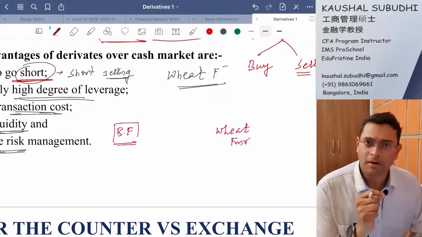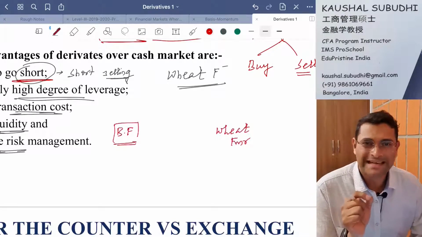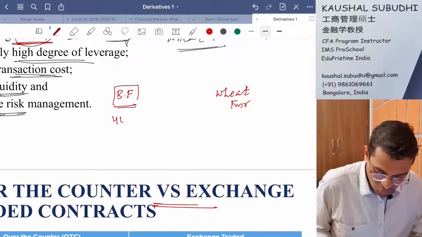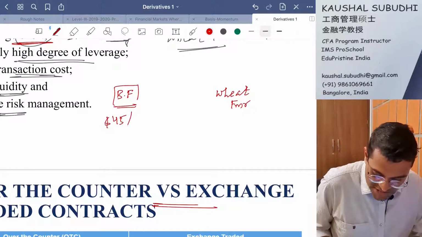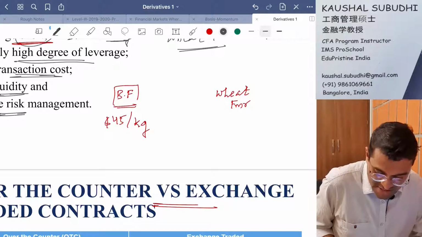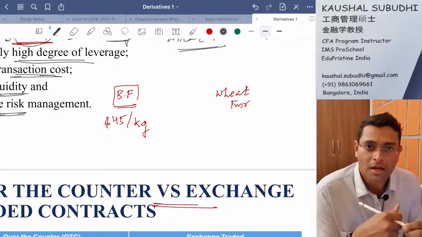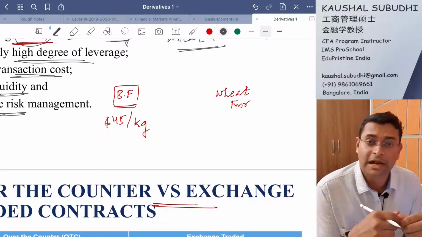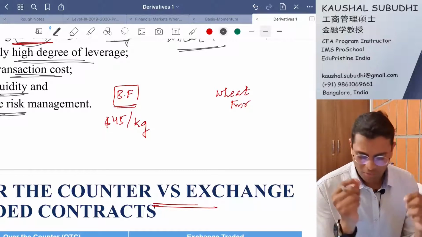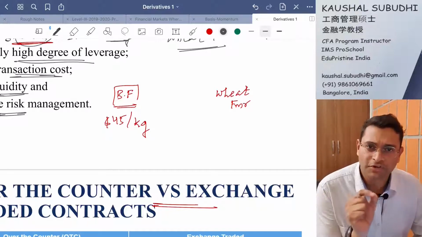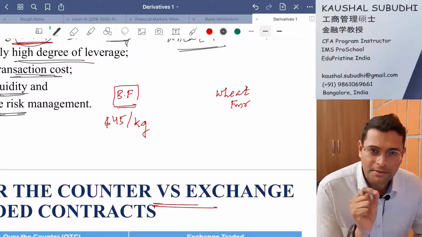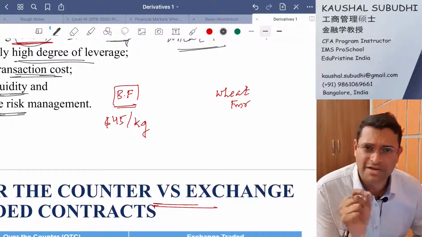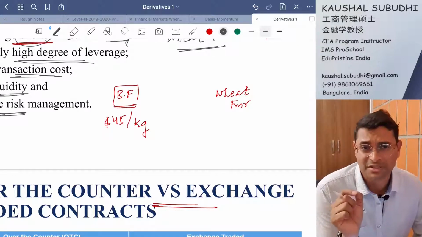The bakery firm is going to receive an order of making 2 tons of bread in the next year. Right now, the bread is being sold at $45 a kilogram. The wheat is being sold at $45 a kilogram. The bakery firm wants to buy wheat after 1 year, and it is impressed at the price of $45 a kilogram. Now, the bakery firm is afraid of this $45 rising after 1 year. If this happens, the bakery firm has to cough out more than $45 after 1 year, which it is anyway not interested in.